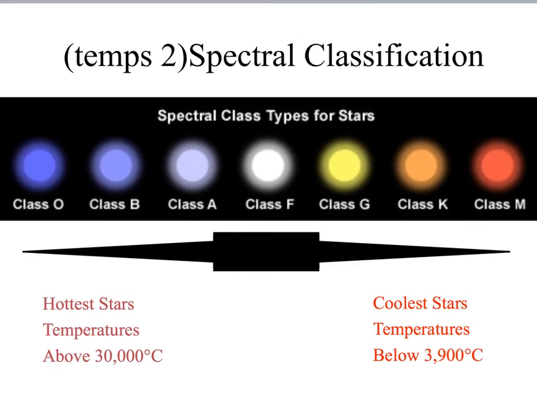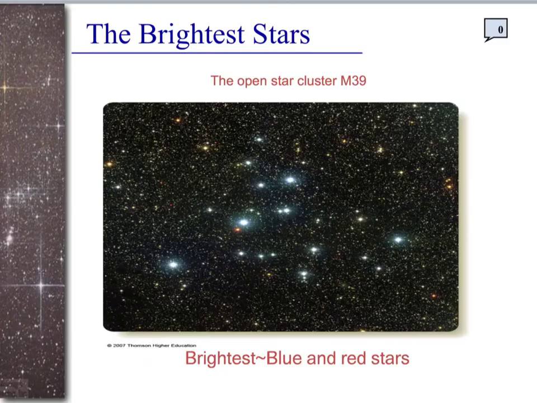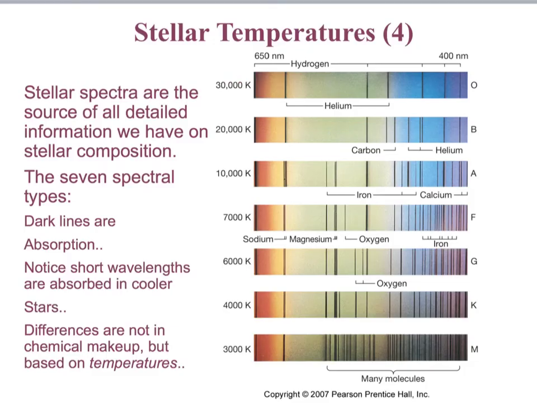And our sun is a spectral class G star, because it has, as we've already said, a surface temperature of 5,800 Kelvin. So it's barely hotter than our class M's, but it's significantly cooler than our class O's. So here again we can see our bright blue stars and our cooler red stars.